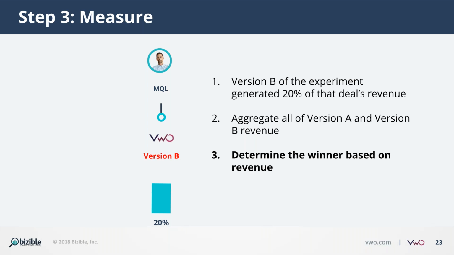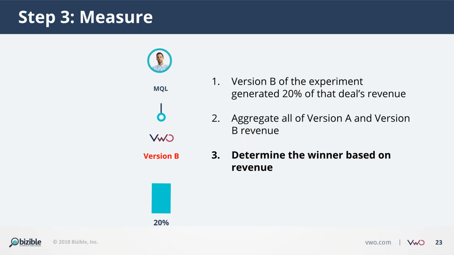And if we look across all of our opportunities during that testing period, so that quarter that we ran that homepage test, and we aggregate all of the credit, so all of these 20% or whatever that number is, depending on where it falls in the buyer journey, we aggregate all of the credit across version A and version B. Using that, we can determine the true winner based on revenue. So we're not saying, hey, version A got more clicks, or version B even drove more net new leads. We can say, this version drove more revenue, which is the ultimate goal, and therefore is the true winner.